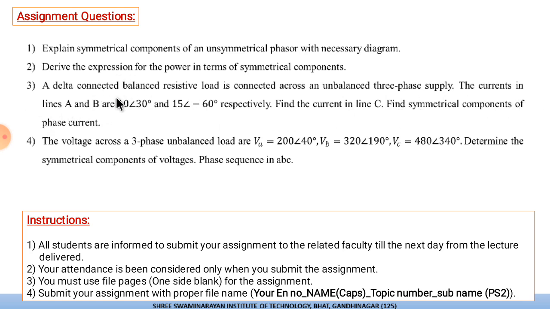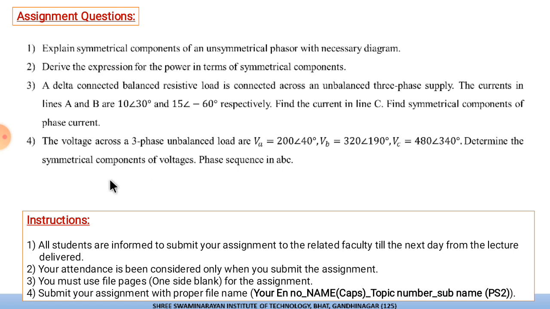So this is the example number 3, and the fourth is: the voltages across a three-phase unbalanced load are VA equal to 200 at angle 40 degree, VB equal to 320 at angle 190, and VC equal to 48 at angle 340. So determine the symmetrical components of the voltage, phase sequence ABC.